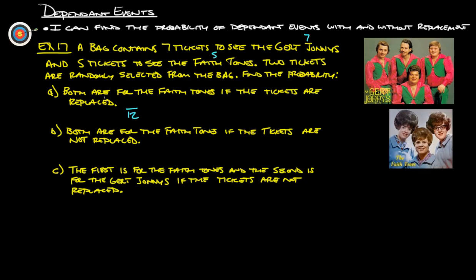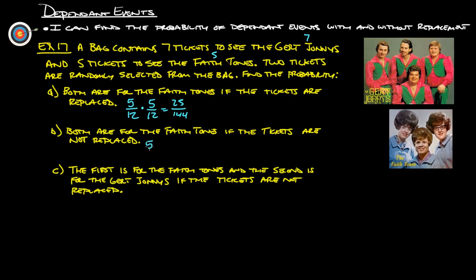So both are for the Faith Tones if the tickets are replaced, so let's just do one at a time. So 5 out of 12 for the first one, and then the ticket is placed back in there, so then it's going to be another 5 out of 12. Okay, so that's going to be 25 out of 144. Okay. Both are for the Faith Tones if tickets are not replaced.